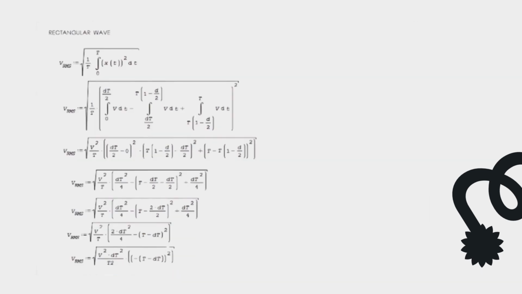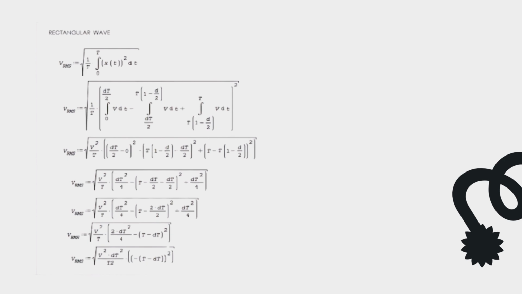So for the computation of the VRMS, the formula of VRMS is equal to the square root of 1 over t times the integration of 0 to t of x of t raised to 2 dt. So upon substituting the formula of x of t, VRMS is now equal to the square root of 1 over t times the integration of 0 to dt over 2 of v dt, minus the integration of dt over 2 to t times 1 minus d over 2 of v dt, plus the integration of t times 1 minus d over 2 to t of v dt, squared.